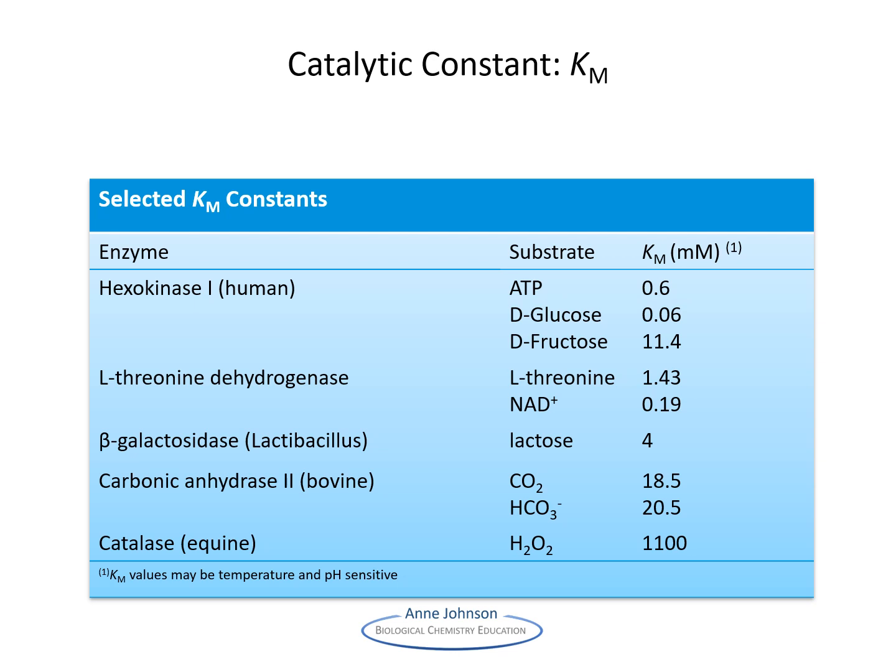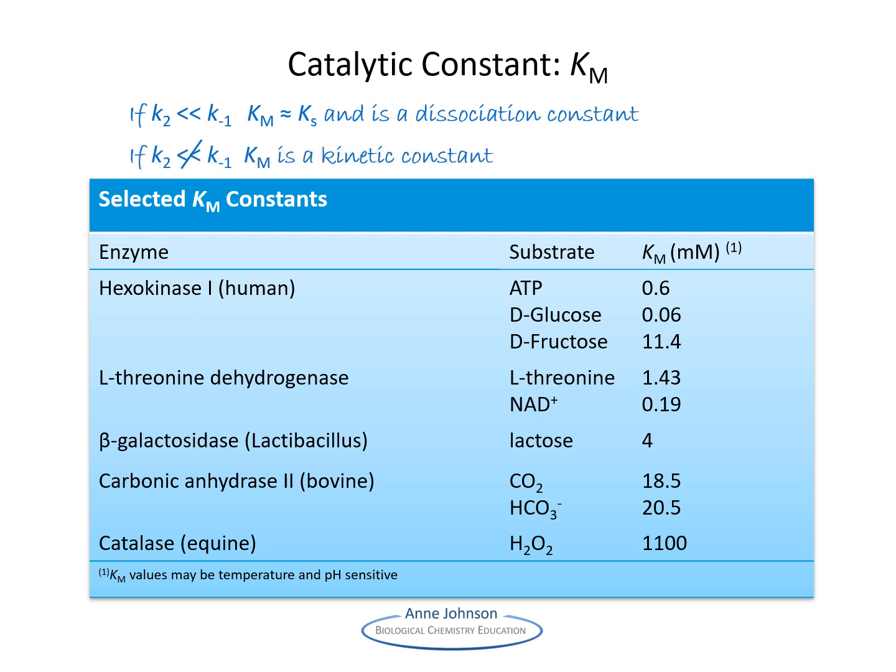If k2 is much smaller than k-1, Km is approximately the same as Ks and is a dissociation constant for the ES complex, giving us information about the affinity the enzyme has for the substrate. If k2 is not much smaller than k-1, then Km is a kinetic constant. There are a range of Km values.